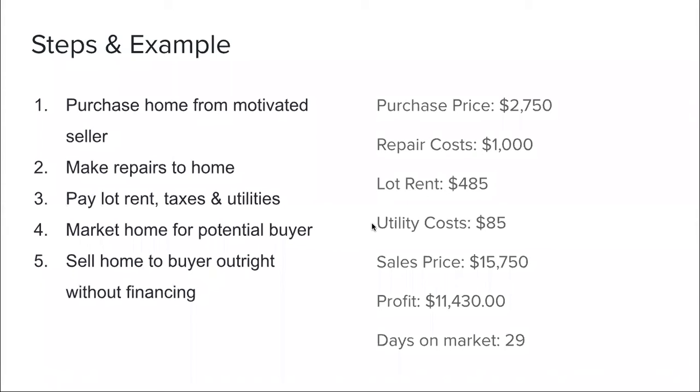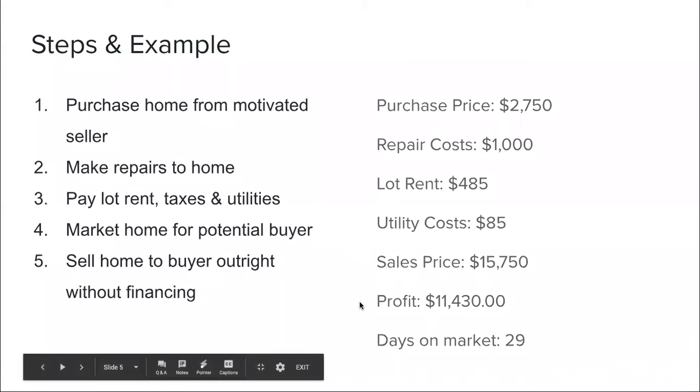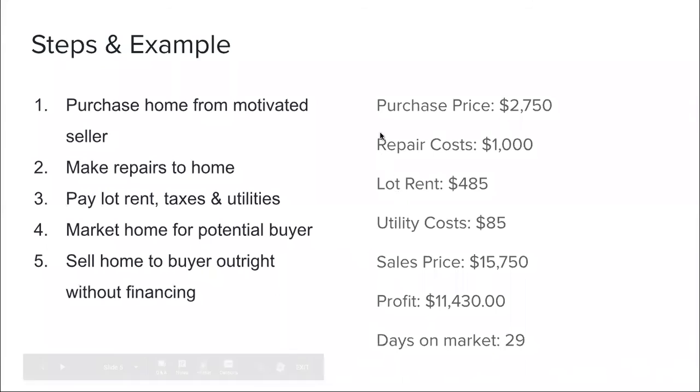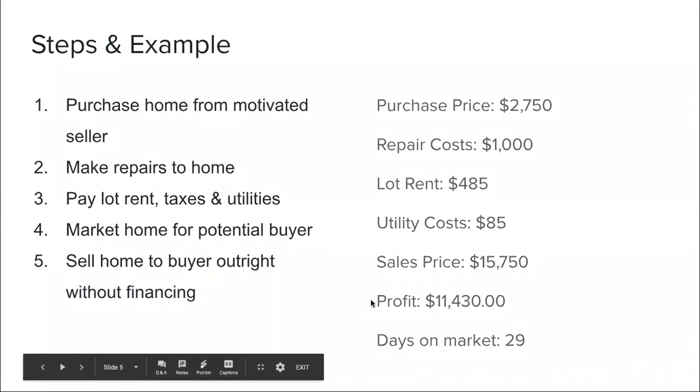And then we had a sales price on that home for $15,750. So we made a profit of $11,430. The days on market is how many days the home was actually on the market from when we bought the home to when we sold it. It was 29 days on market. We were able to turn $2,750 into $11,430. Make sure, I'm going to go through this a little slower.